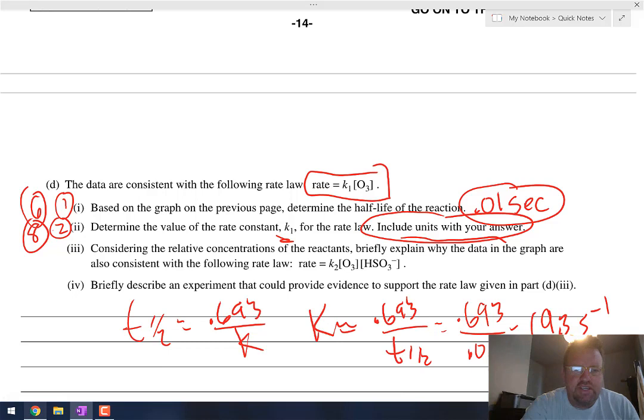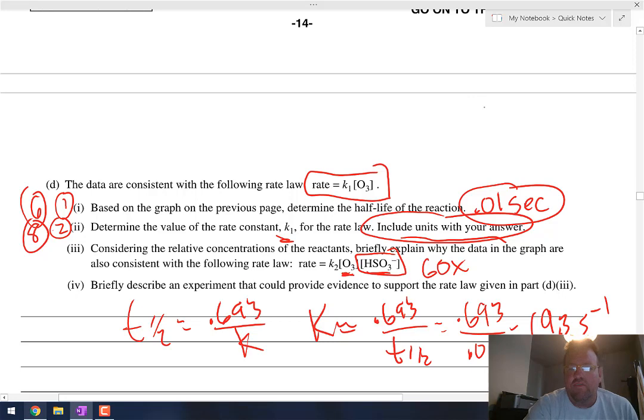Okay, part 3 says, considering the relative concentration of the reactant. So what that means is go back up to the very beginning and notice that the concentration of the HSO3 is about 60 times greater than the concentration of the O3. So they're saying, consider the relative concentration of the reactants. Briefly explain why the data in the graph are also consistent with the following rate law. So they're saying, well, if it worked before with only the O3, now it also works with the HSO3 as well, being first order.